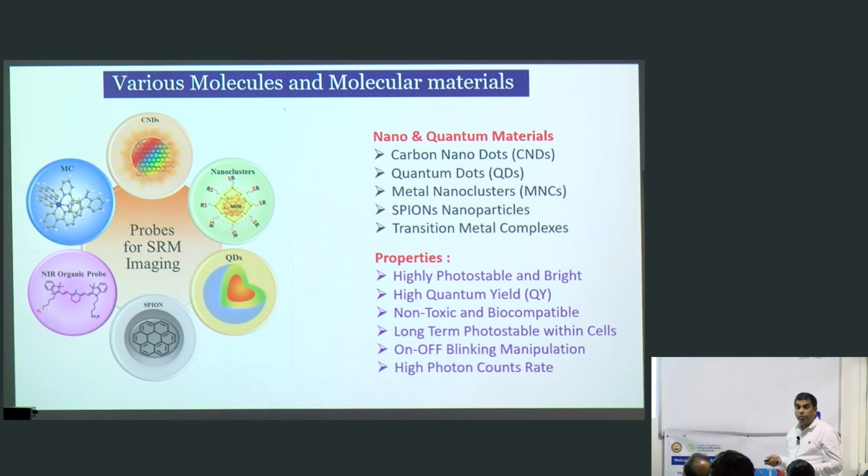Like we worked on carbon nanodots, I think some of you might be knowing, which is very interesting as well as a complex material to understand first of all. So we worked for the last 10 years on this carbon dot. We are working on quantum dots, we are working on nanoclusters. I will show you the first example, the nanoclusters, and then we have several other materials as well, SPIONs, superparamagnetic iron oxide nanoparticles.